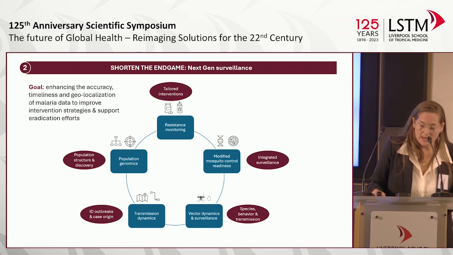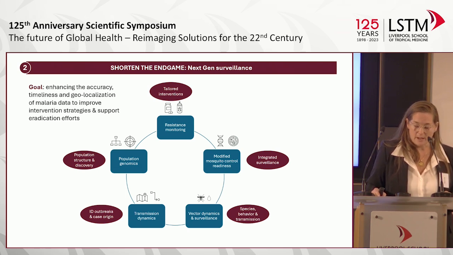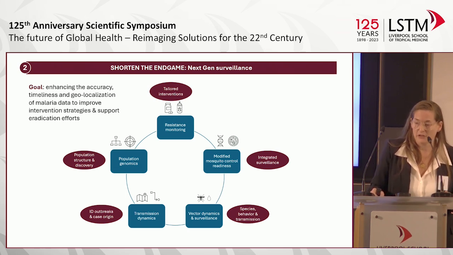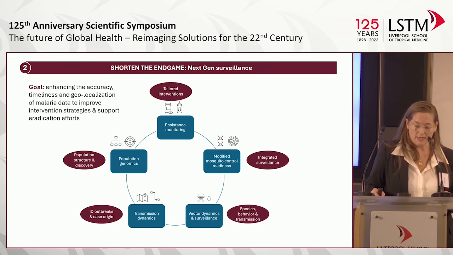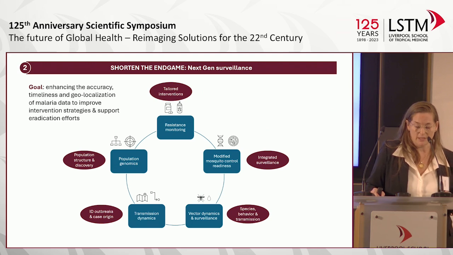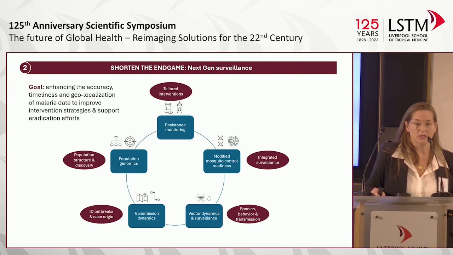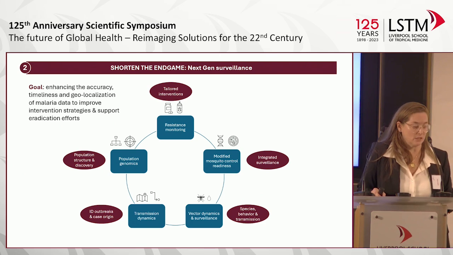Next generation surveillance. I mentioned the importance of surveillance in previous eradication campaigns for smallpox and rinderpest. It needs to focus on enhancing the accuracy, timeliness, and geolocalization of malaria data to improve intervention strategies and support eradication efforts. There are some key components to this. So I've already mentioned a few times resistance monitoring, detecting emerging resistance, enabling early programmatic action, and targeting interventions based on resistance profiles, getting ready for genetic-based vector control.